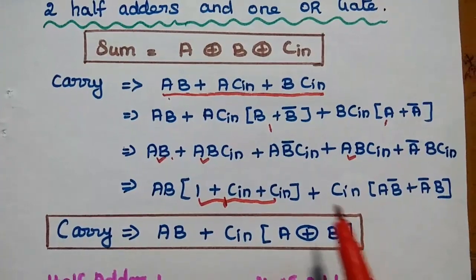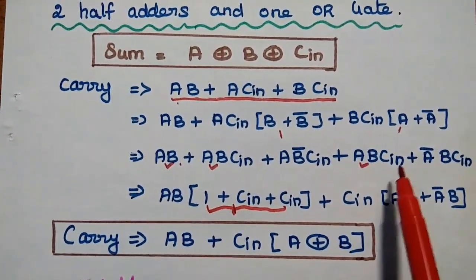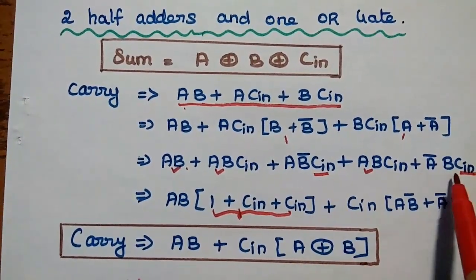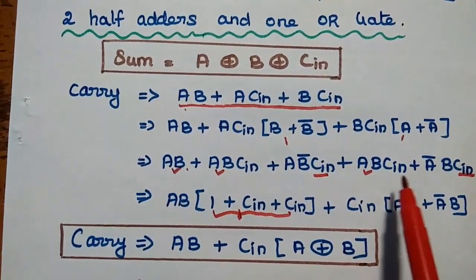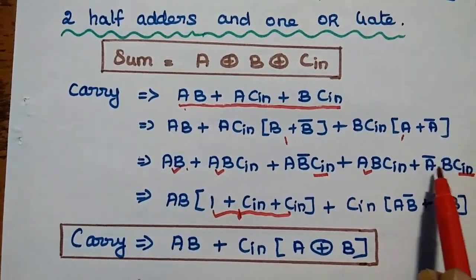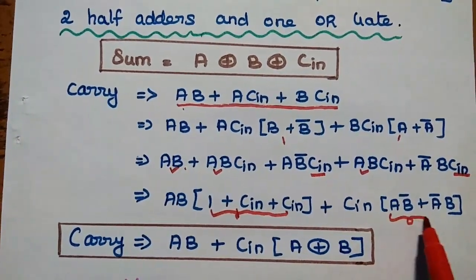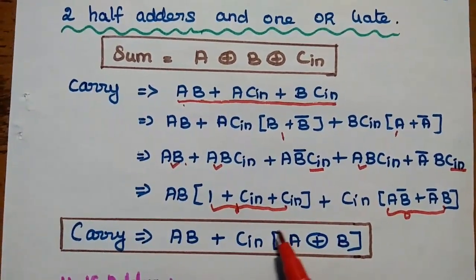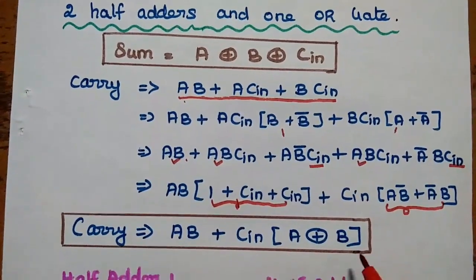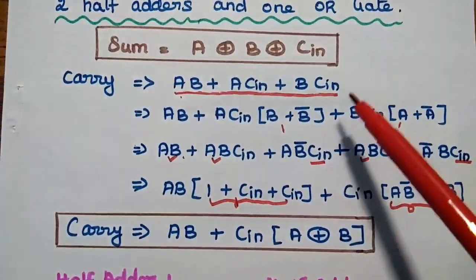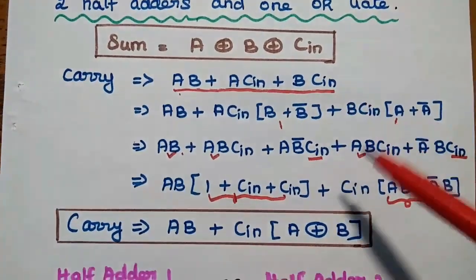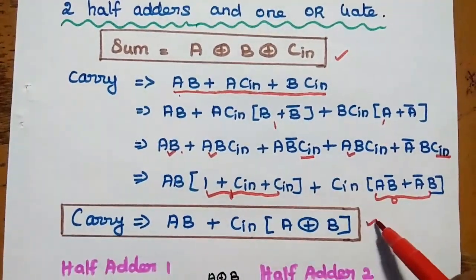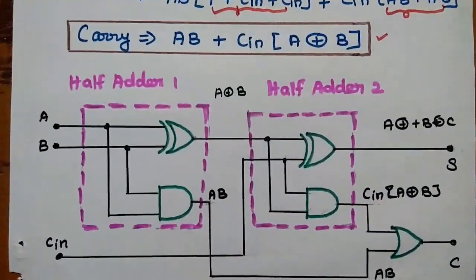So here it is AB plus, here Cin is a common one. We can take it outside from these two terms. The remaining term is AB bar plus A bar B, which is the XOR operation of A and B. So here we can write Cin multiplied with A XOR B. Now we have simplified the given carry expression in terms of XOR gate. For these two expressions, we are going to draw the full adder circuit.